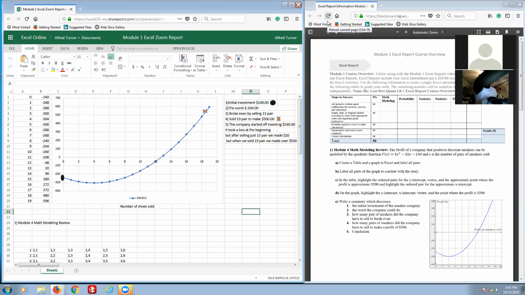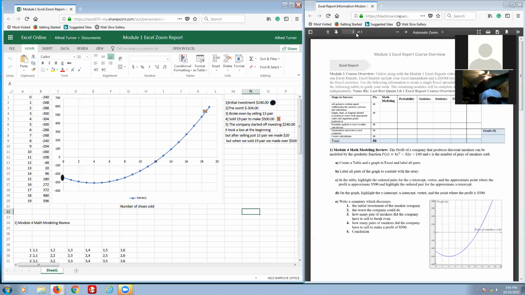As you can see, I already have it over here. Label the parts. You see some more work in the table. Highlight the ordered pairs: y-intercept, vertex, and the approximate point where the profit is approximately $500, and highlight the ordered pair for the x-intercept. On the graph, highlight y-intercept, x-intercept, vertex, and the point where the profit is $500. Write a summary: the initial investment of the sneaker company, the work they did, how much they had to sell to break even, how many pairs of sneakers they had to make to reach $500, and a conclusion.